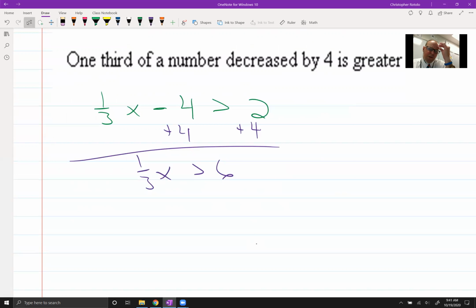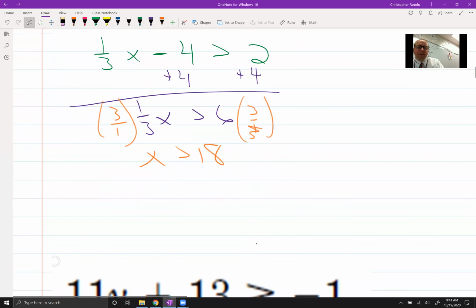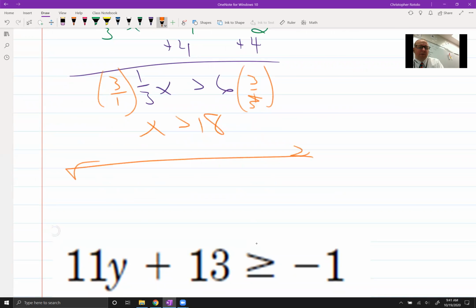All right, now this 1/3 of a number, sometimes that gives us some trouble. But remember, what you want to do is multiply by its reciprocal if you're faced with a fraction. And since it's 3/1, we don't really need that part, right? So x is going to be greater than 18. All right, so I'm going to put my 0 over here. 18 is definitely somewhere way over here. Open or closed? Can't be equal to, so it's open. And greater than is shaded to the right.